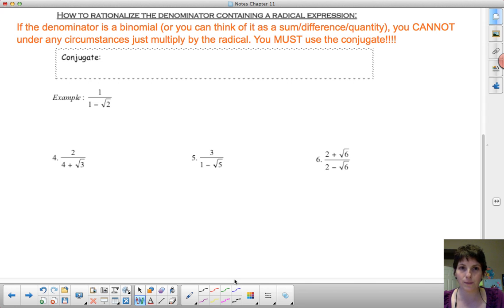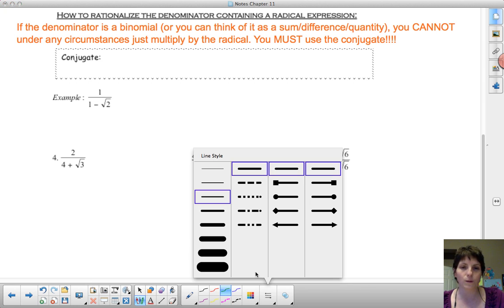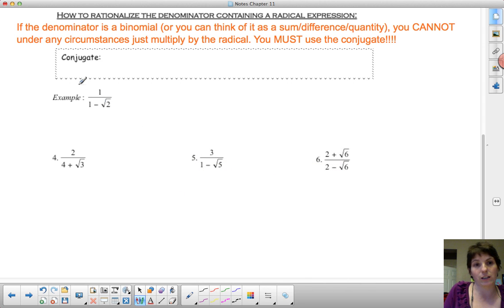If the denominator is a binomial, or if you look at it and you go, oh, that's a subtraction, oh, that's an addition, oh, that's a quantity, you cannot, under any circumstances, just multiply by the radical. You must use the conjugate. I know, we need to talk about what the conjugate is. The conjugate is actually super easy. You have to look at it and say, oh, it's a subtraction, or oh, it's a difference, and use the other one.